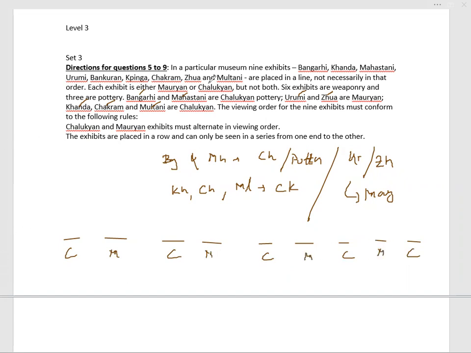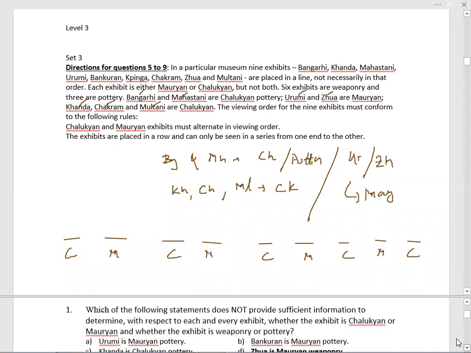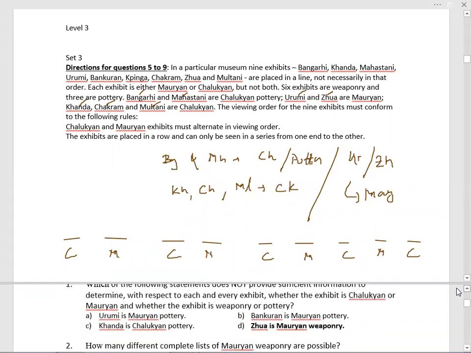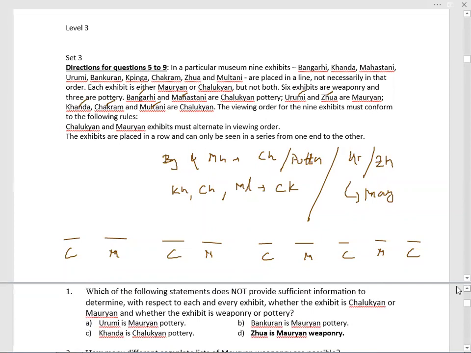Let us look at the problems now. Cannot proceed. Very limited information we have. Which of the following statements does not provide sufficient information to determine, with respect to each and every exhibit, whether the exhibit is Chalukyan or Mauryan, or whether the exhibit is weaponry or pottery? Urumi is a Mauryan pottery. Urumi, if I have Mauryan pottery.